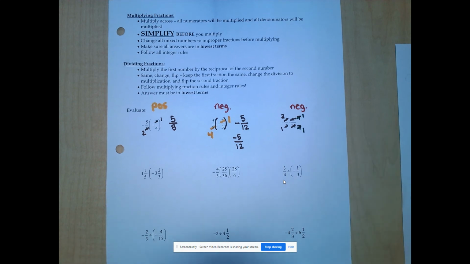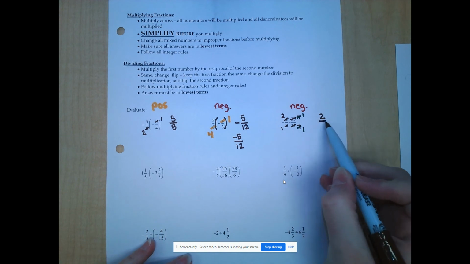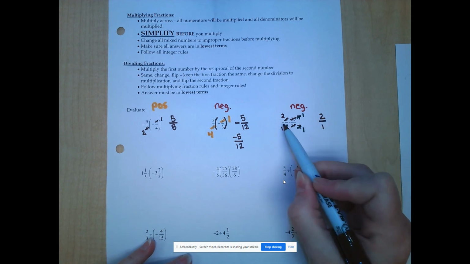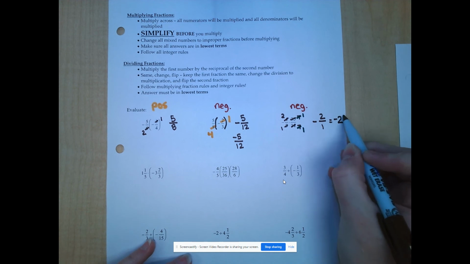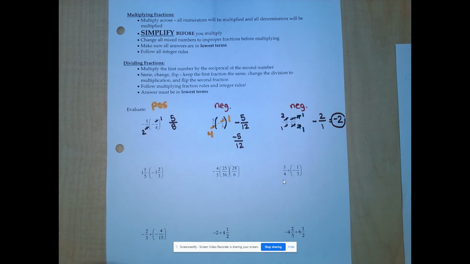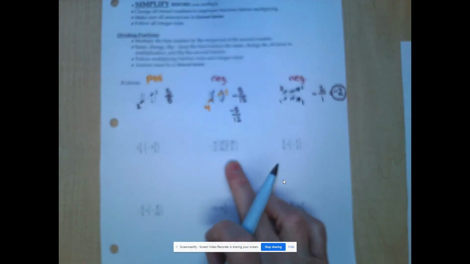And now I'm actually going to have my answer in lowest terms. 2 times 1 is 2. 1 times 1 is 1. And I had only one negative, which tells me it's negative, or just -2, which is the best way to write our answer because it is in lowest terms. Now, everything else that's down here that's multiplication is going to work the same way.